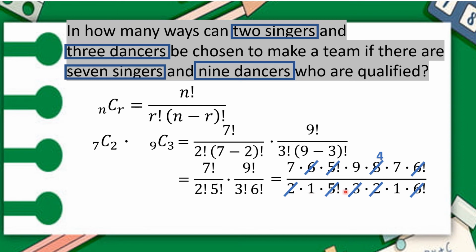And then, since wala nang natira sa denominator, we can now multiply the remaining numbers sa numerator. So, we have 7 times 9 times 4 times 7 is equal to 1,764 ways tayo pwedeng mamili ng kinakailangan nating singers at saka dancers.